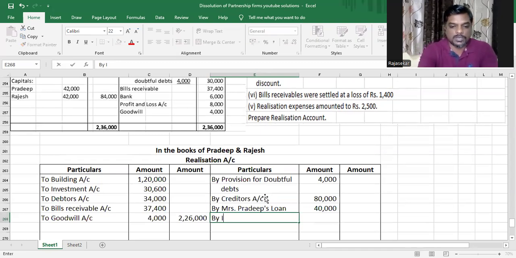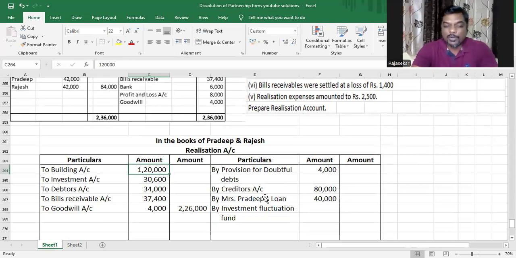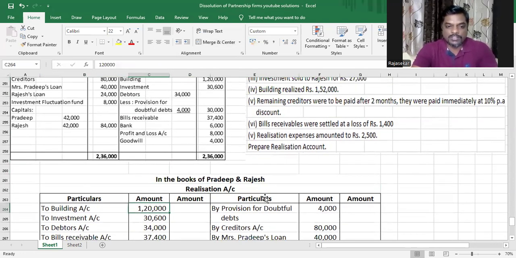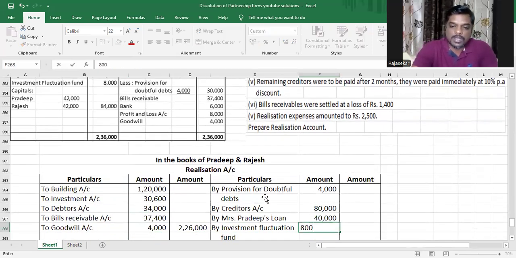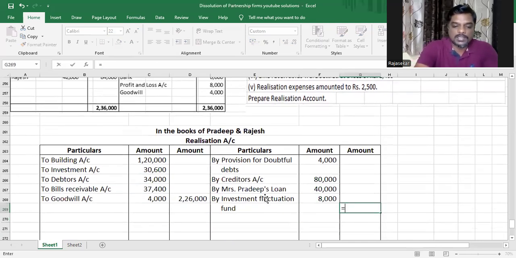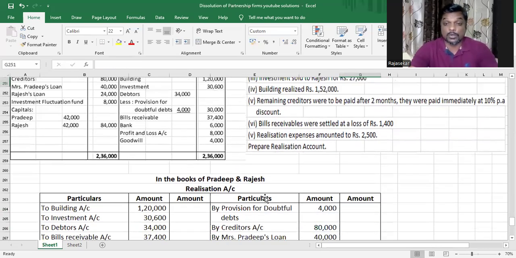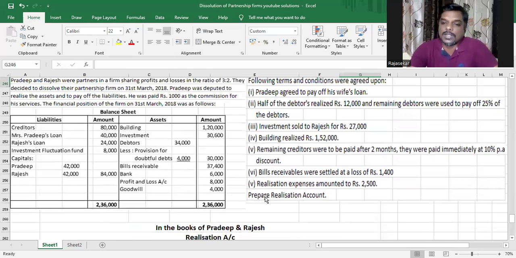So by investment fluctuation fund. Though we transfer investment fluctuation fund and provision for doubtful debts, we don't pay anyone for the investment fluctuation fund or provision for doubtful debts. When we're settling all the liabilities, we don't settle this because it's an internal liability. You don't have to pay anyone for this. That will be 8,000. So after transferring everything, you add them up and write in the outer column. That is how much, my dear children? 1,32,000. We go to the adjustments and try to sort that out.